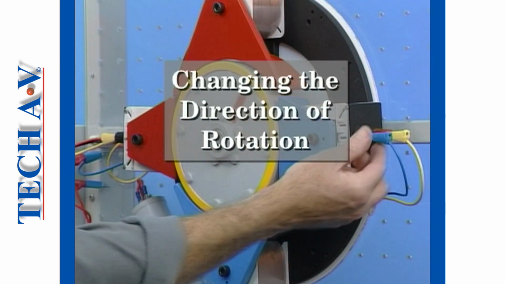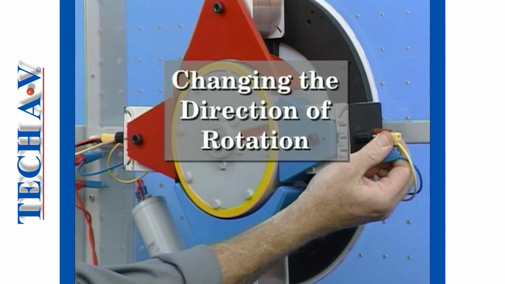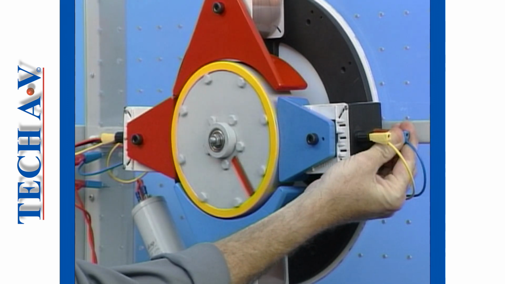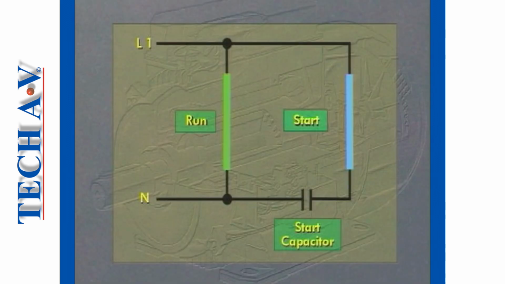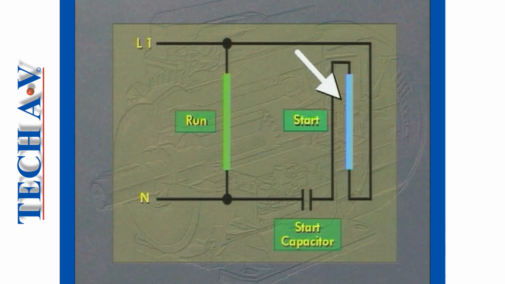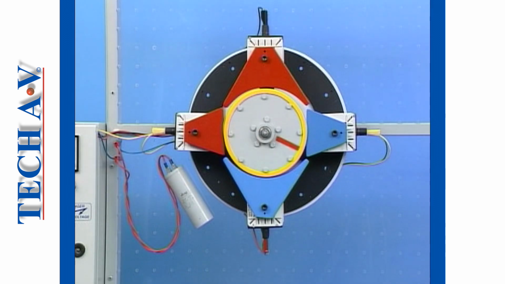Changing the direction of rotation is possible, when required, simply by changing the direction of the starting torque. To achieve this, we swap the polarity of the start winding without changing the polarity of the run winding. In this state, the run and start windings are energized, and the rotor self-starts in the opposite direction by the action of the two-phase field produced by the run and start windings.